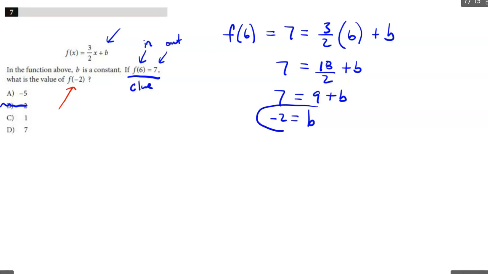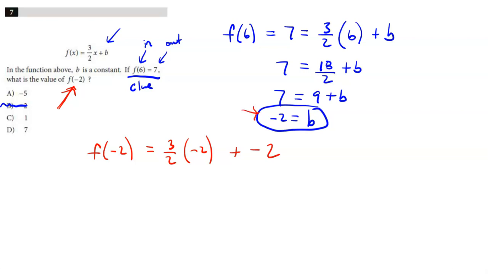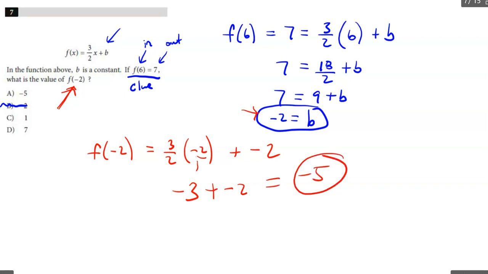So now that we know that b is -2, I'm going to come back and do part 2 of the equation, which is plugging that -2 in. So to find f of -2, it's 3/2, put my input in there, and then plus, and instead of b, we know that b is -2 because we solved that right here up above. So let's work this out. 3/2 times -2, put a 1 under it if I want. That's -6 divided by 2, which is -3, added to a -2, gives me a correct answer of -5, A.